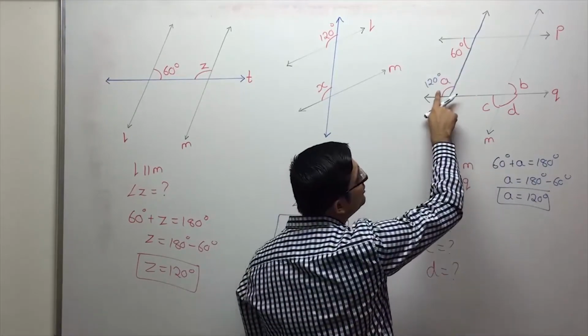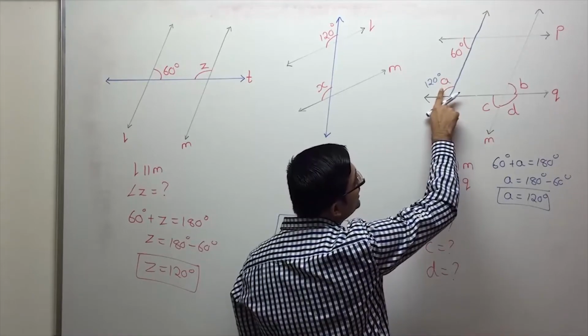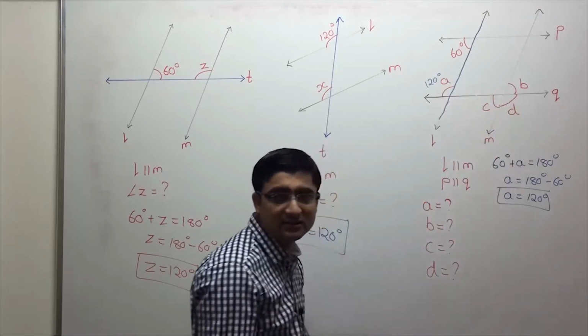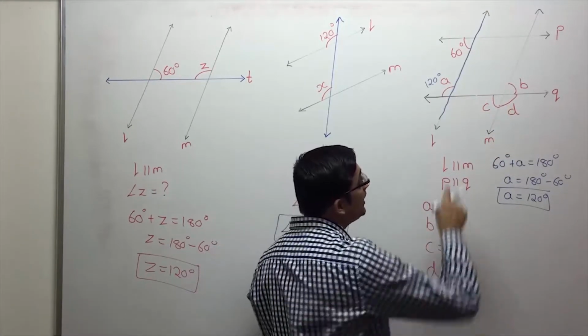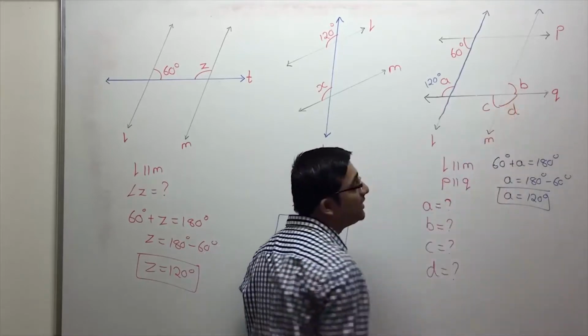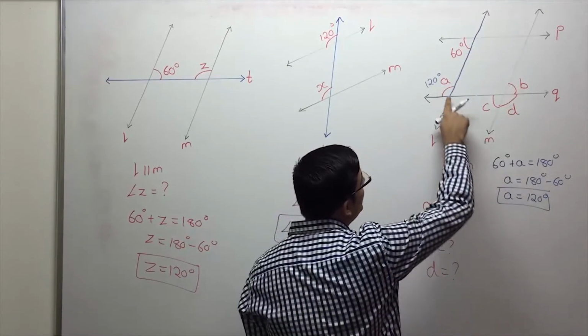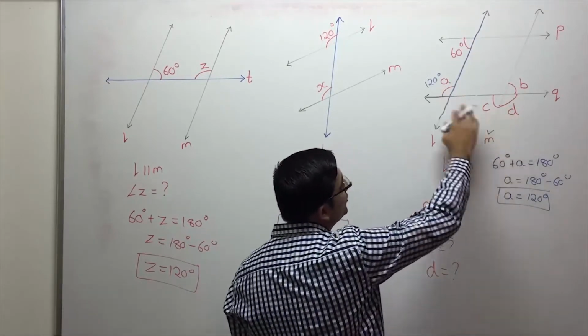Now, we know the value of A. So what is the relationship between angle A and any of these angles? It is up to you, right? So angle A, angle B, they are both exterior angles, right? Angle A, angle C, nothing.